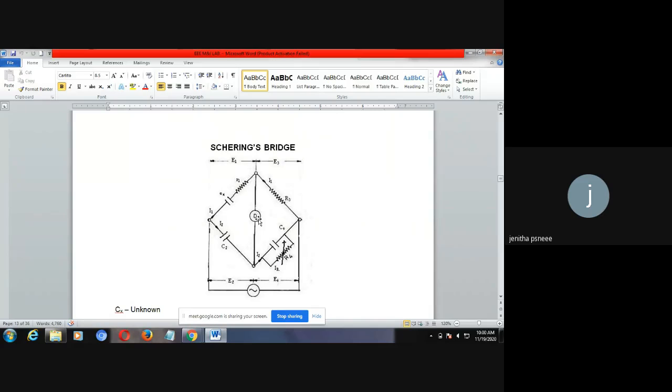Okay. Initially, before balancing the bridge, the headphone will make some noise. So when you balance the bridge, you have to vary other things and you have to find the unknown value. If you find the unknown value and replace it with that value, then the noise in the detector will be stopped. So this is for the balancing condition.